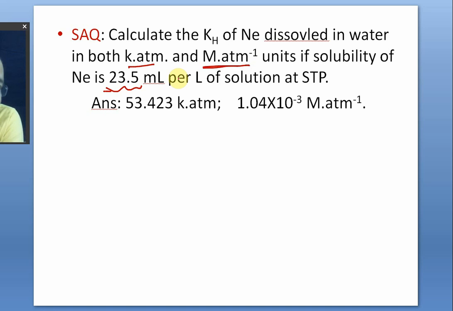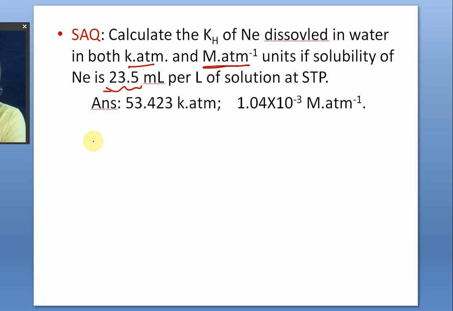23.5 milliliter has something to do with the gram molar volume. 22,400 ml at STP is equal to 1 mole. So if 22,400 ml at STP is equal to 1 mole, then 23.5 ml is how many moles? That many moles of neon has entered into 1 liter solution. So don't add 23.5, this is gaseous volume. So once you know the molarity, then you apply it and KH can be found out.